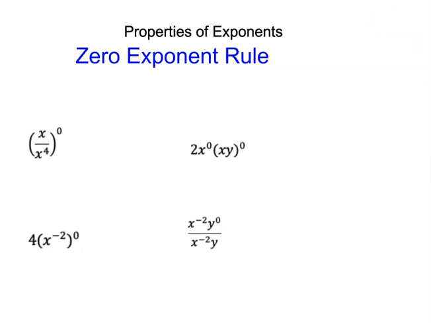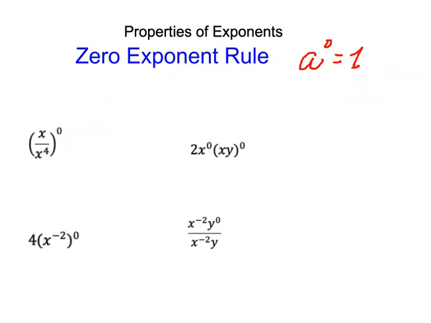Hello everyone, in this video I'm gonna show how to work with zero exponent. So the zero exponent rule says that if you have some number, let's say a to the 0 power equals 1, okay? Now 0 to the 0 power is undefined, but any number and any expression in parentheses to the 0 power equals 1.